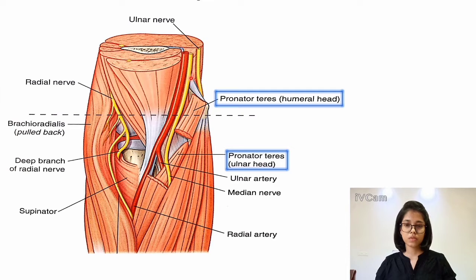In the cubital fossa, being the medialmost component, it will leave this fossa by passing in between the two heads of pronator teres. So this is the humeral head that is cut down and this is the ulnar head, in between of which the median nerve passes to enter the forearm.